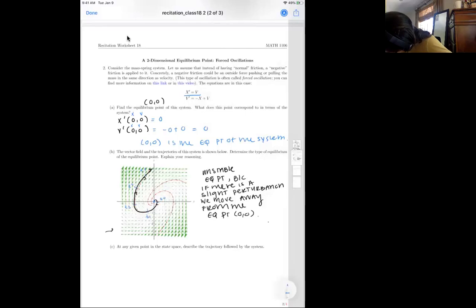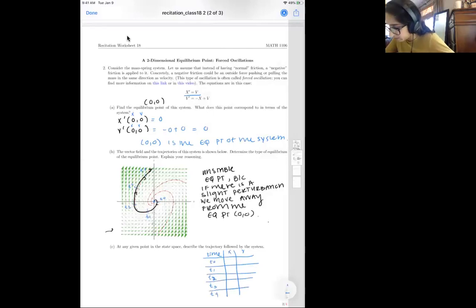Like we did before, we can talk about time as being part of this plot that we create. We can talk about x and we can talk about v. The first time is t0, the second time is t1, the third time is t2, and the fourth time is t3, and then t4. We're going to look at what the x and v values are from this vector field, looking at this particular trajectory in black.